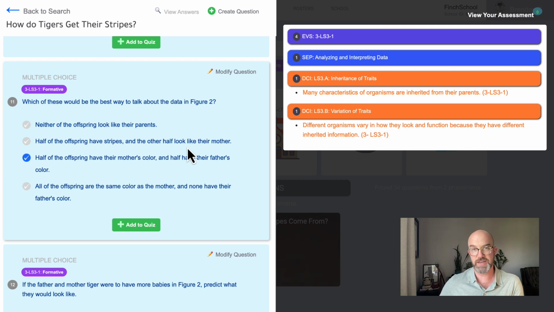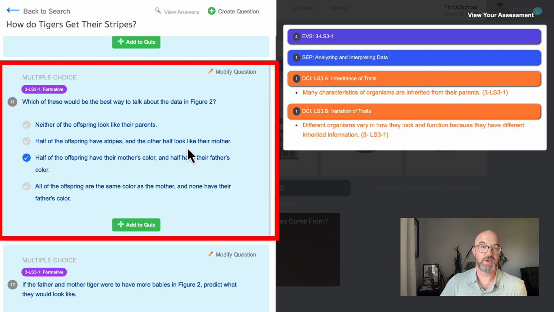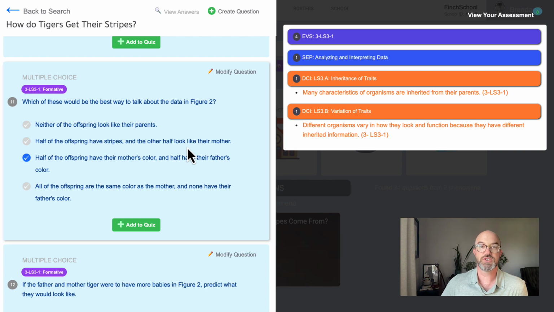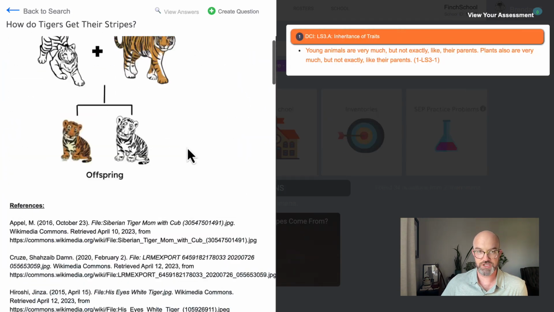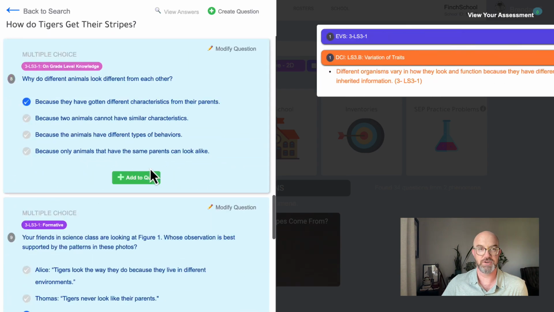So this question on the right-hand side, you can see the SEP and the DCI are both popping up, but there's no cross-cutting concept. What we're looking for students to do is to answer the question, which of these would be the best way to talk about the data in Figure 2? Figure 2 gives students the information about a model tiger family. There are two different tigers and then two different offspring that we see underneath that.